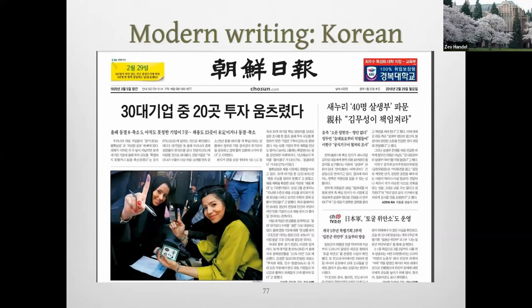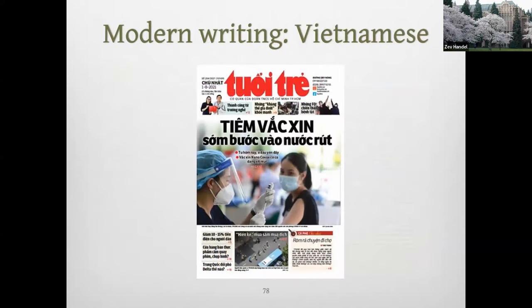This is a modern Korean newspaper. Chinese characters are still used stylistically. The title, the name of the newspaper, is written in Chinese characters. There are one or two in the headlines. Everything else is Korean alphabet. And this is 2006, I think. Today, even fewer Chinese characters in Korean writing. It's pretty much all the alphabet. And modern Vietnamese is also entirely in the Latin alphabet today.